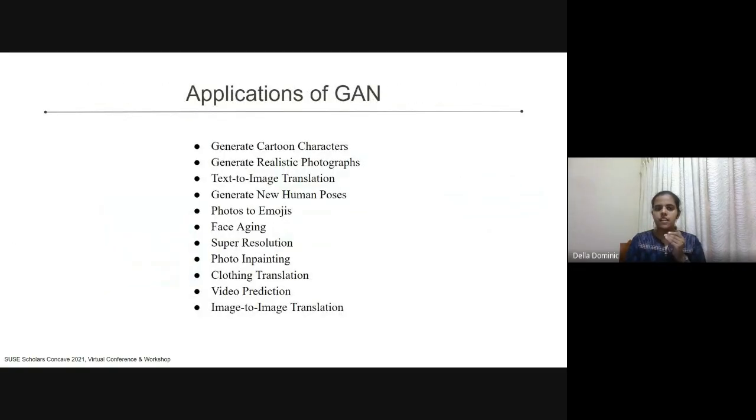Now, listed here are a few of the many applications of GAN. GAN can generate cartoon images, cartoon characters, and it can also generate realistic photographs. I don't know if you've heard of the site known as thispersondoesnotexist.com, which actually uses GAN to generate a non-existent person's photograph each time we refresh the page. And it's really wonderful how it works.